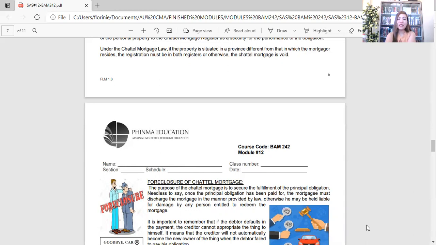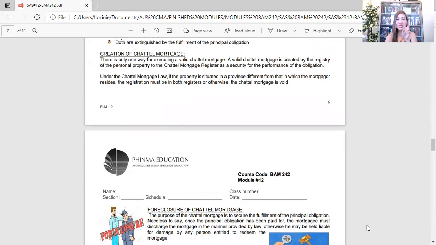So, kung magkaiba yung lugar kung saan matatagpuan yung property at saka kung saan nakatira yung mortgagor, dapat irerehistro mo yung chattel mortgage sa same province na yun. So, kung halimbawa, yung sasakyan nasa Manila, doon na talaga ginagamit, tapos yung tao naman ay nakatira sa ibang lugar at magkahiwalay silang dalawa, rehistro mo na pareho dun sa magkaibang lugar na yun. Ayan.